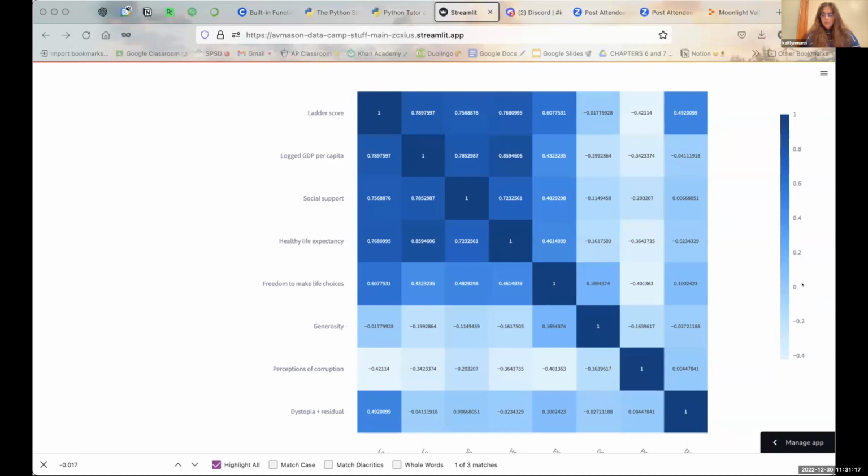An important row to focus on is the ladder score. It is apparent that there is a high correlation of happiness between log GDP per capita, social support, healthy life expectancy, and freedom to make choices, as these all have correlation scores of around 0.7. Generosity, however, has a correlation score of -0.018. This is the closest score to 0 on the heat map, and it shows that generosity has a very low correlation with ladder score.